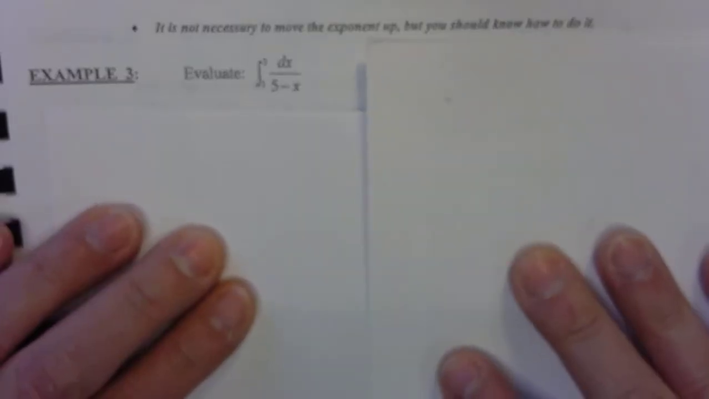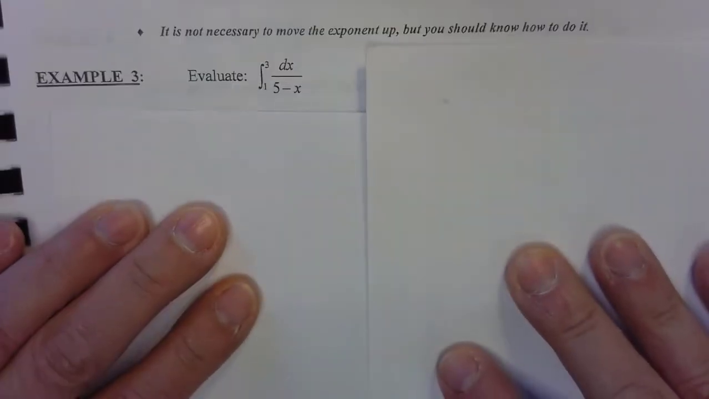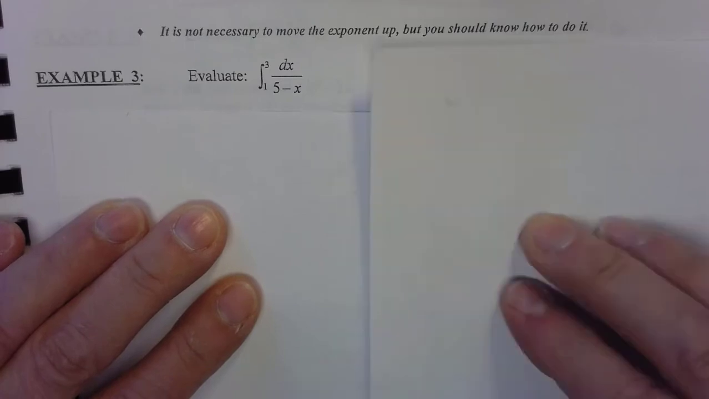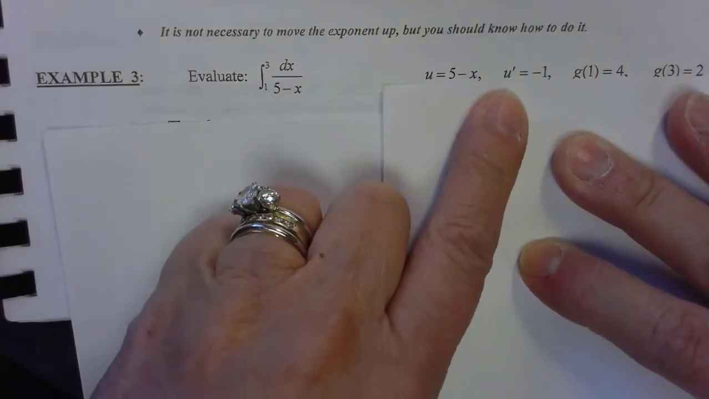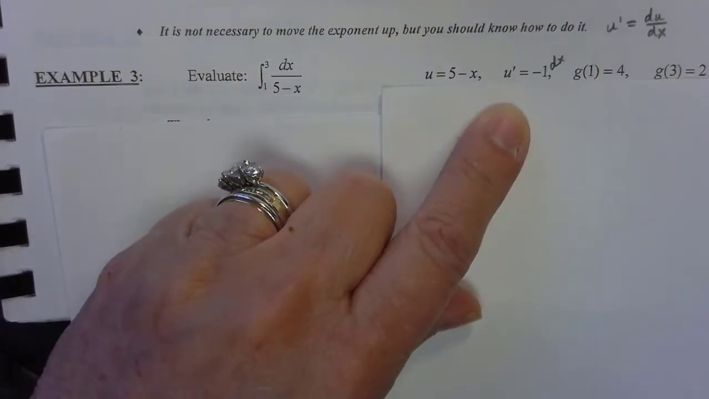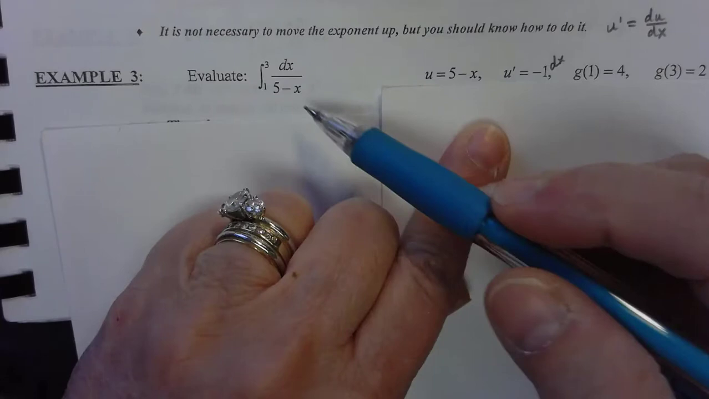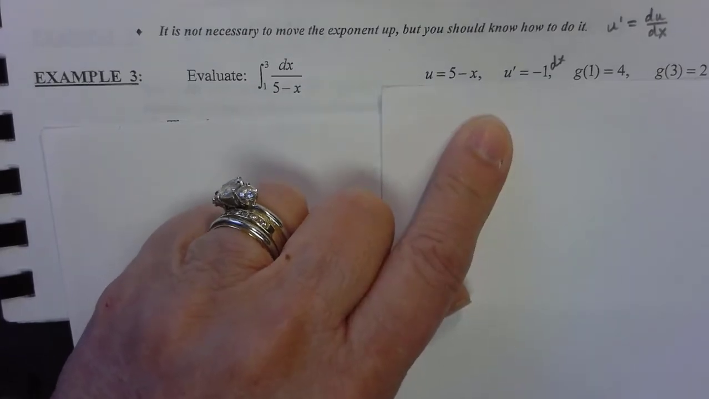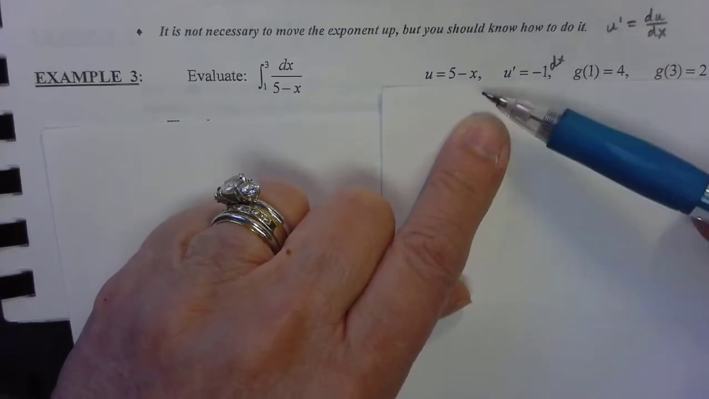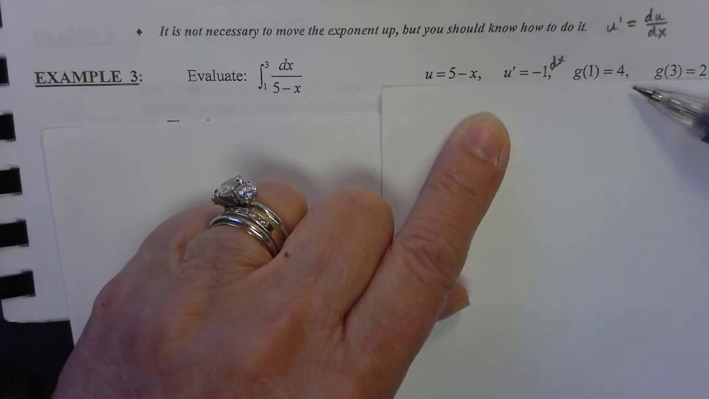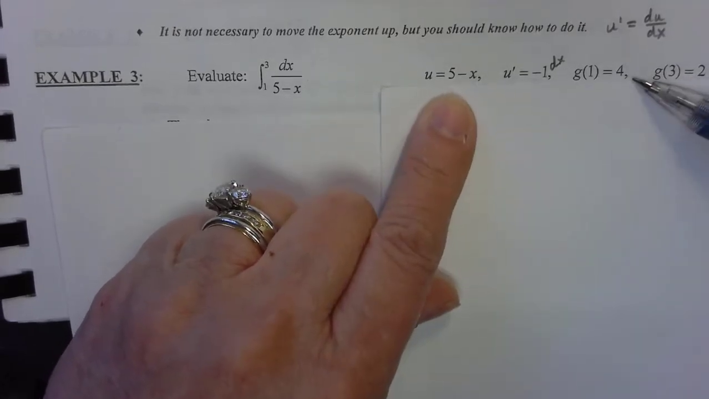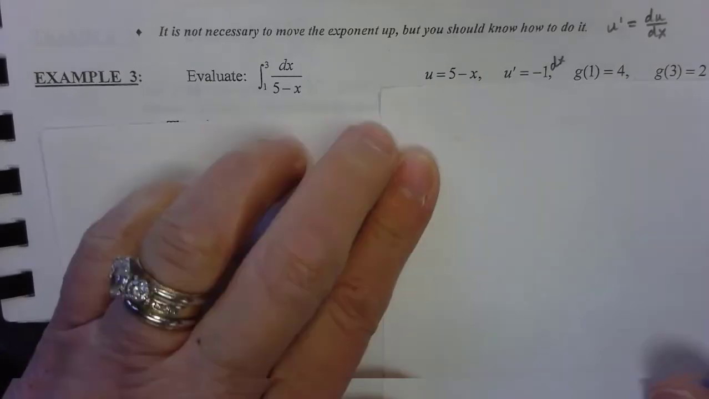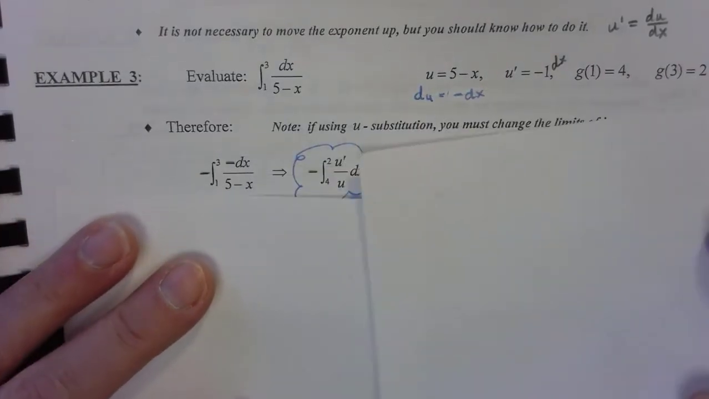All right, evaluate the integral from 1 to 3 of dx over 5 minus x. Well, once again, we know that our u is 5 minus x. Our u prime, or our du, is -1, so I need to multiply by a -1. And since I'm changing things in terms of u, I'm going to change those limits. So g of 1 is 5 minus 1, which is 4. g of 3 is 5 minus 3, which is 2. Now you see we have a problem that has occurred here.